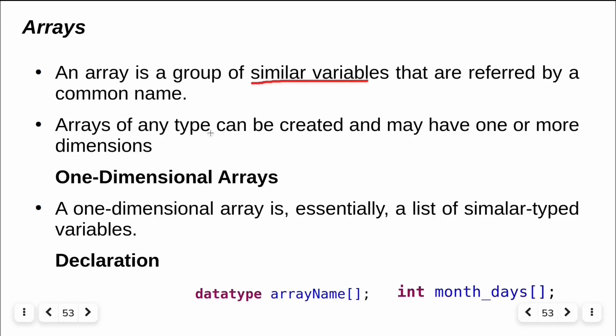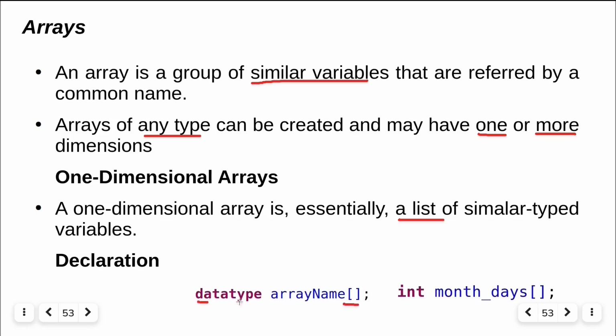We can create arrays of any data type. Arrays can be one-dimensional or multi-dimensional. Now let us see one-dimensional arrays in Java. A one-dimensional array is a list of similar typed variables. The general form of one-dimensional array declaration is like this: data type, array name, and square brackets.